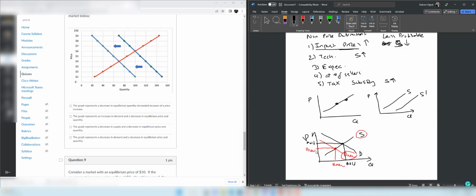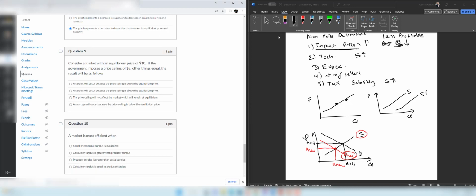Okay, so what happens? The graph represents a decrease in price and decrease in quantity. So let's find out. The graph represents a decrease in demand and a decrease in equilibrium price and quantity. That is correct. So why not A? The graph represents a decrease in equilibrium quantity demanded. No, it's not the equilibrium quantity, it's the decrease in demand, because we are shifting the demand. So therefore the right answer is the graph represents a decrease in demand and decrease in equilibrium price and quantity. Let's do the next question.